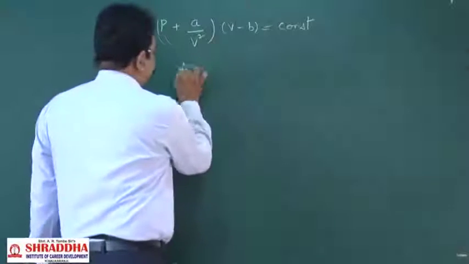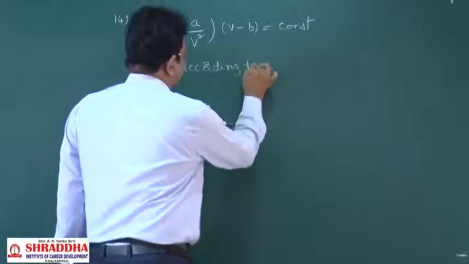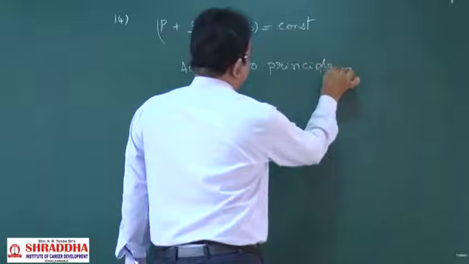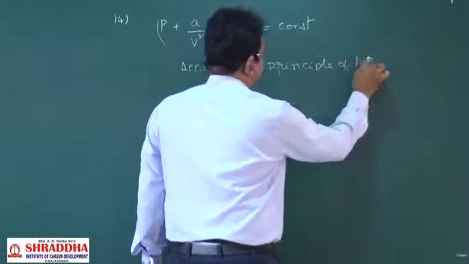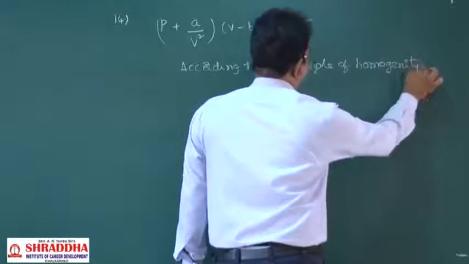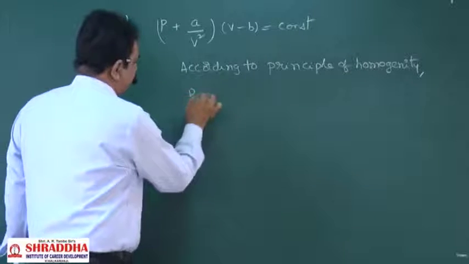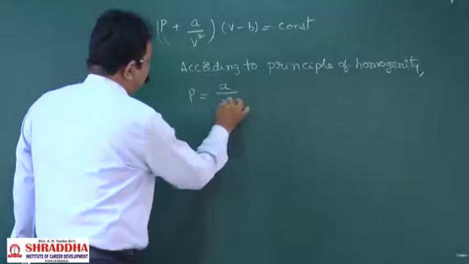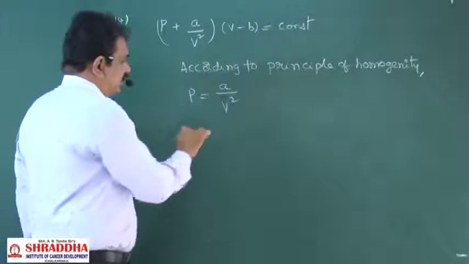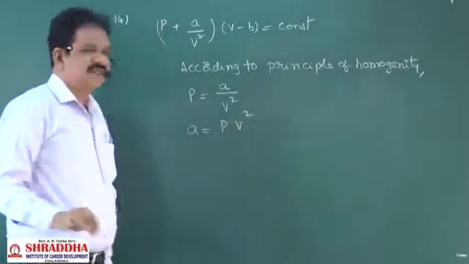So according to the principle of homogeneity, P is equal to A by V square. Then A is equal to P V square.